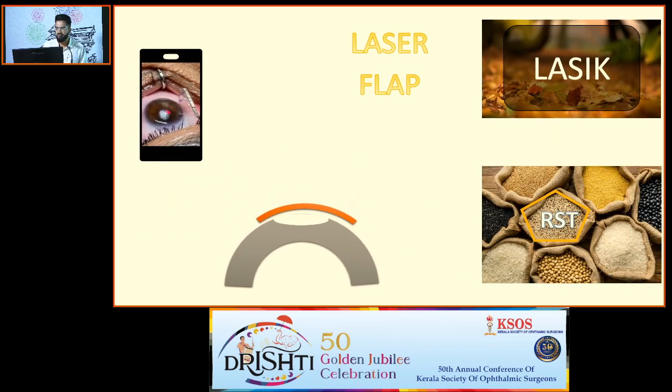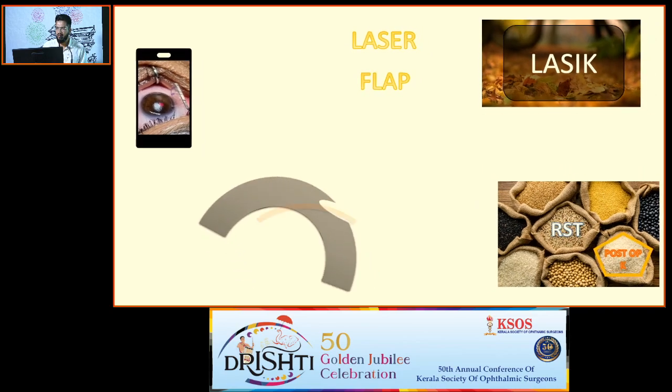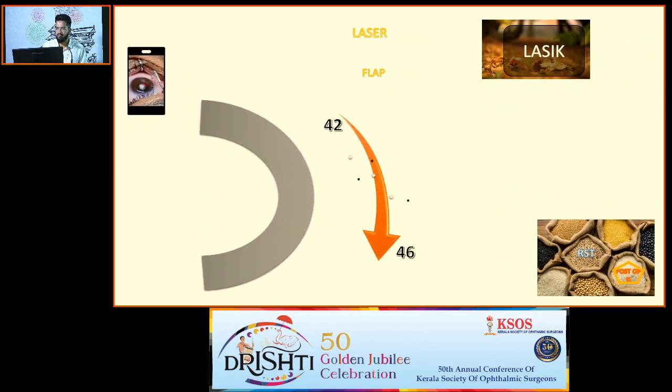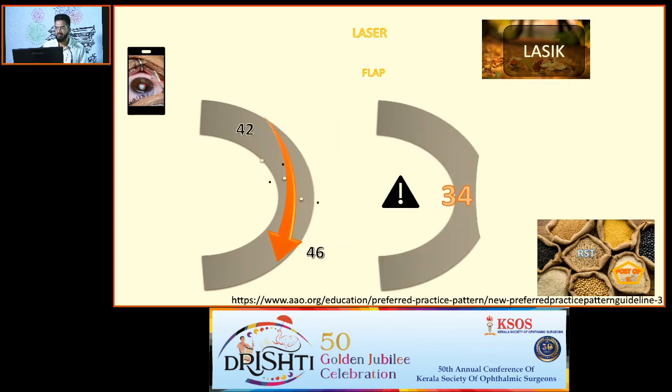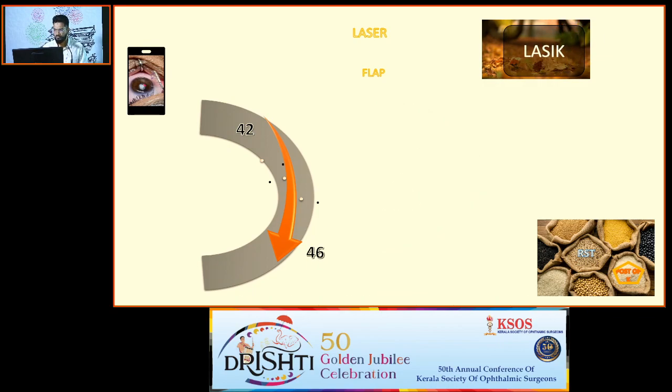The next thing we have to keep in mind after the residual stromal thickness would be the post-op K. We know the cornea usually has a curvature between 42 to 46, and in post-LASIK we flatten it, and the cornea should not get flatter than 34.